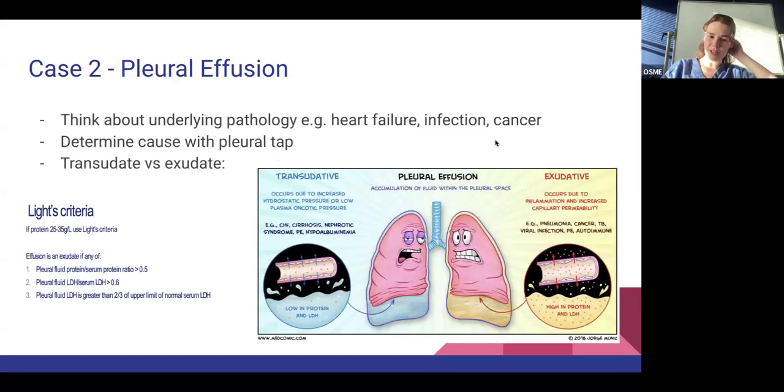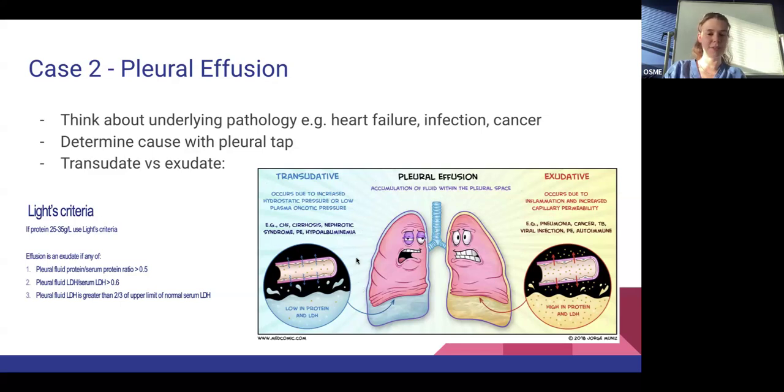Think about the underlying pathology. This comes up all the time as well. So heart failure, infection, cancer. You'll be able to determine the cause with a pleural tap and then analysing what's in the pleural tap. So you'll get transudate or exudate. Transudate happens because the hydrostatic pressure is increased or the plasma oncotic pressure is decreased.